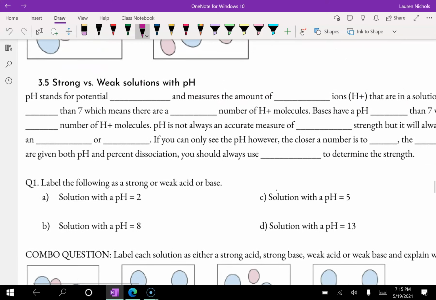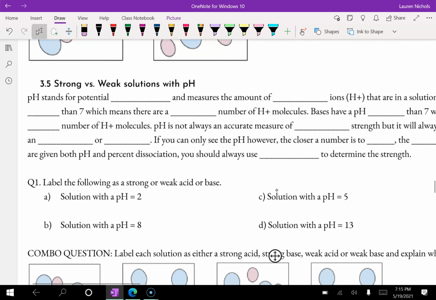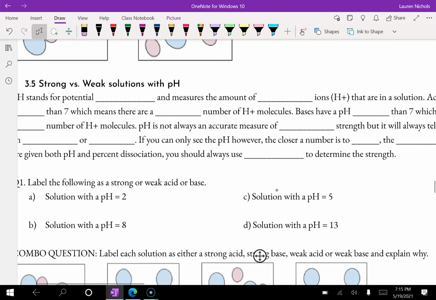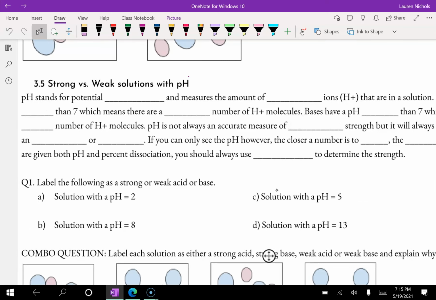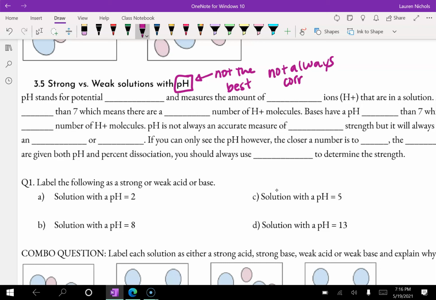Now, if we look at this next section, you can also identify whether a solution is strong or weak based on the pH. However, this is not the best way to do that. It's not always accurate, so it is not always correct. But if that's all you have, then you can make a good guess.